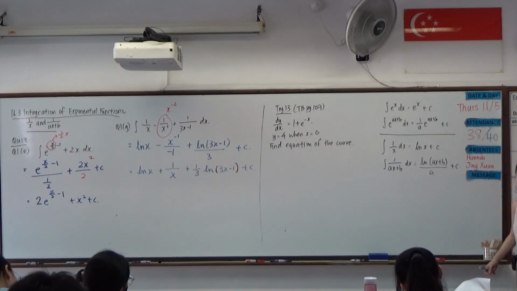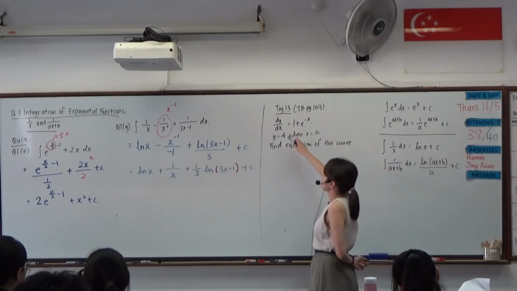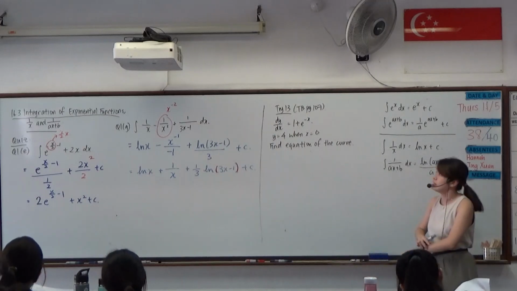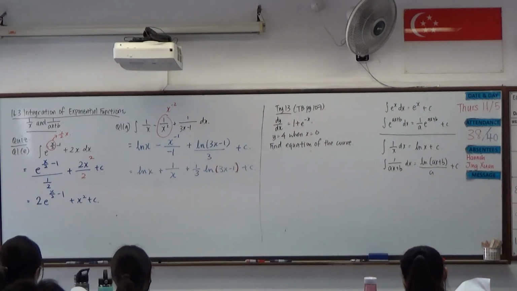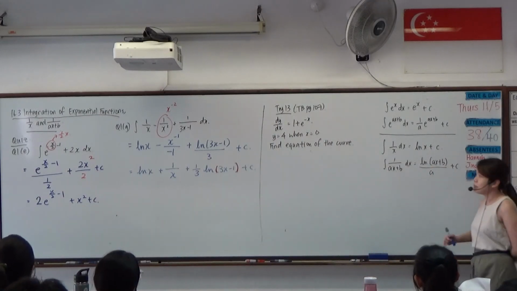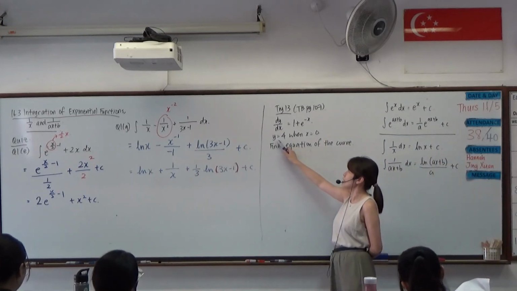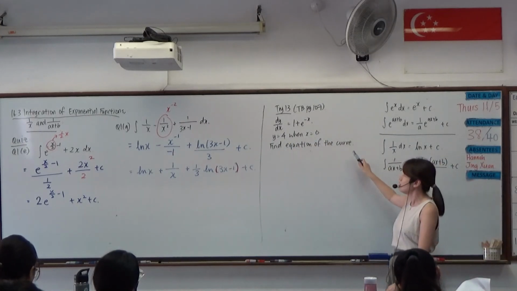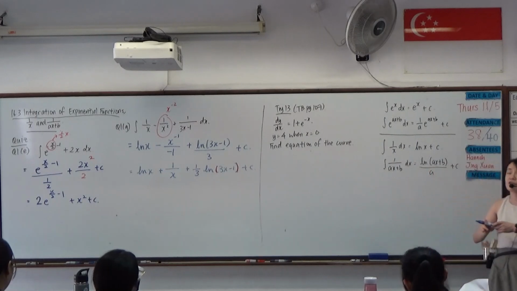Already when we were looking at 16.1. Okay, so we are given that the derivative is 1 plus e to the power negative x. Some information about this curve is that y equals 4 when x equals 0. We want to find the precise equation of the curve.